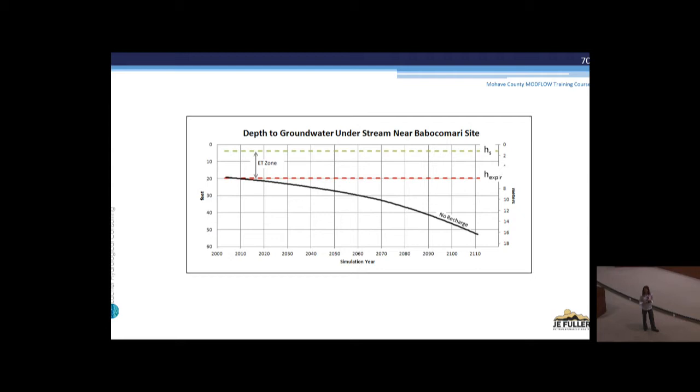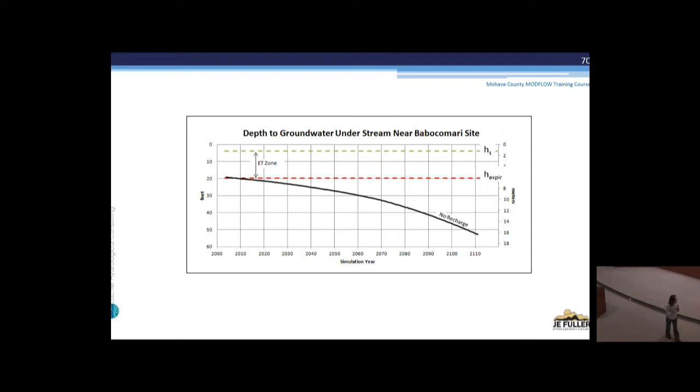So that's why I wanted to go into that ET example, because I want you to understand that in the ET zone here, that's where plants can access water. But if groundwater drops below that, as it's simulated here, the trees are toast, starting at about 2015. I mean, they can't get to it anymore. So to keep the riparian corridor alive, we would want to maintain water levels like this. That's a long way apart.